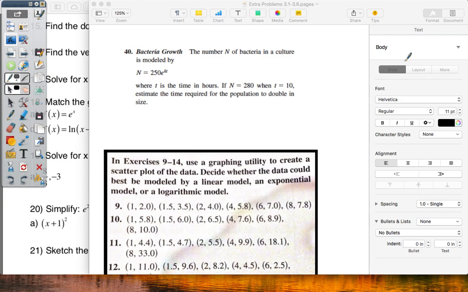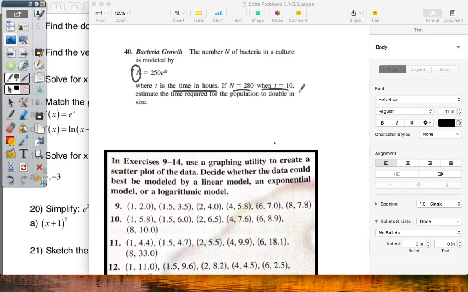Where it says the number n of bacteria is modeled by this. So n is the number of bacteria, t is the time in hours. Okay, so as time progresses, bacteria grows exponentially. So it says if n equals 280, or if the bacteria is 280 when the time is 10 hours, estimate the time required for the population to double in size.